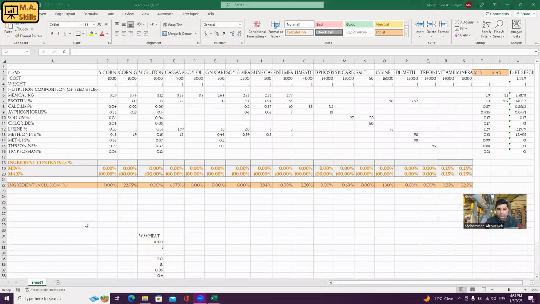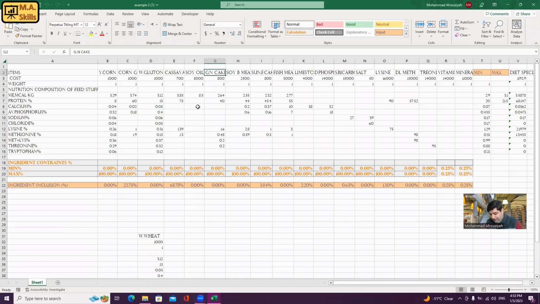I'm going to show you a second spreadsheet that he has sent me as well. And again, he's getting an error message in that one as well. So let's go to the second spreadsheet. Here is his second spreadsheet.